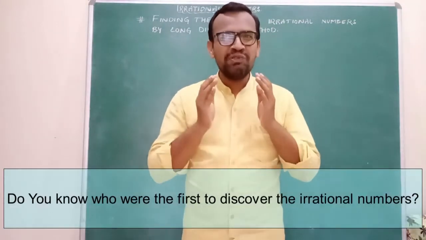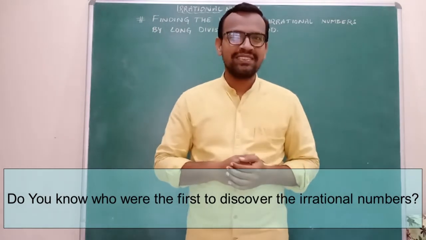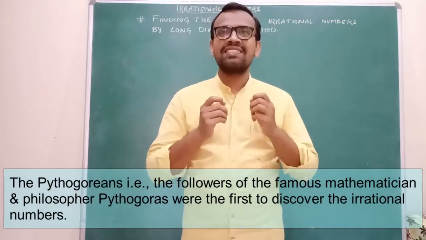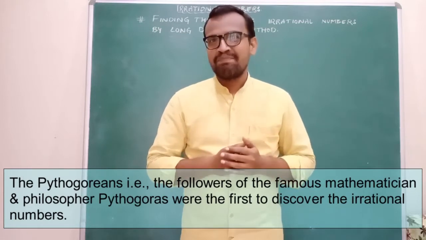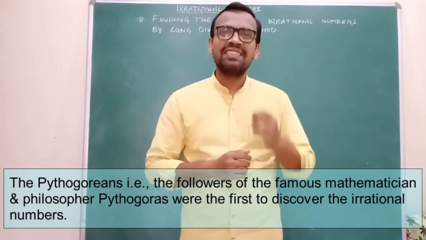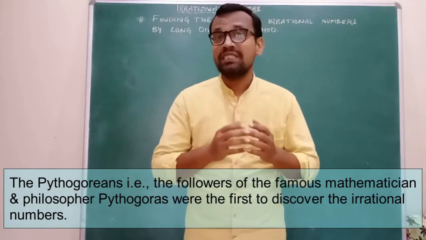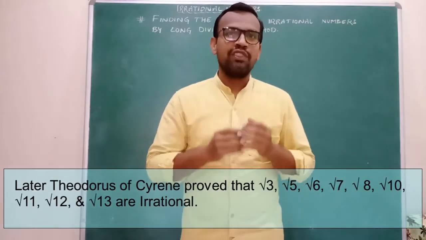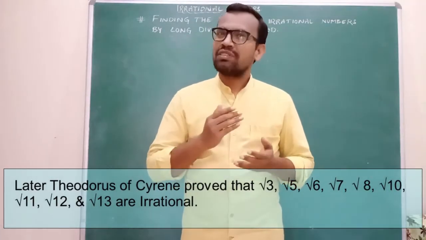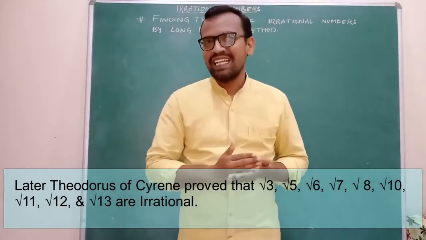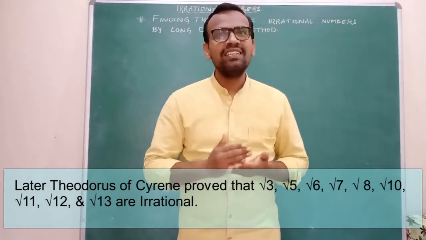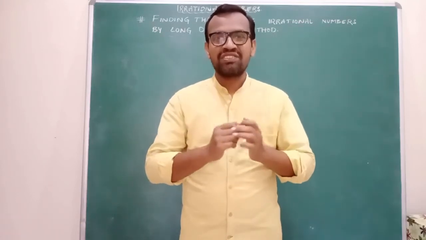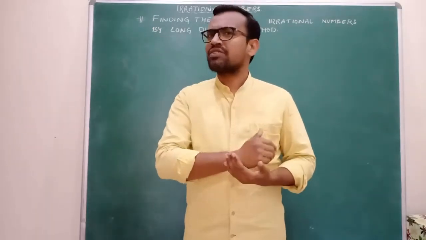Students, do you know who were the first to discover these irrational numbers? Yes, it is the Pythagoreans, the followers of the greatest mathematician and philosopher Pythagoras. They even proved that root 2 is irrational. Later, Theodorus of Cyrene showed that root 3, root 5, root 6, root 10, root 11, root 12 and root 13 are irrational. That means root 2 is irrational, meaning it cannot be expressed in p by q form.